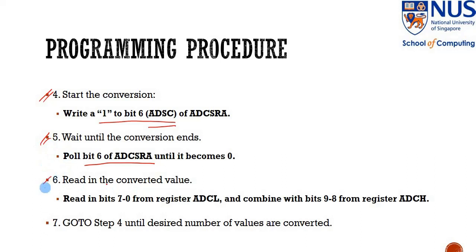To read in the converted value, you have to remember it is a 10-bit result. The 10-bit result is stored in 2 registers, ADCL and ADCH. So I need to read from both registers and combine them to get the full 10-bit result. Basically that is about it. If I want to keep on repeating it, then I go back to step 4 and repeat the whole process depending on the number of samples I want.